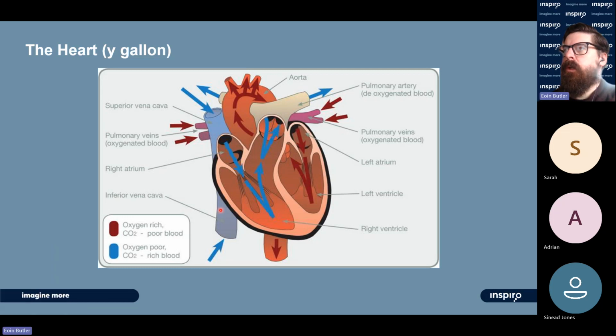Okay, can you see my laser pointer? Yeah, you can see it.